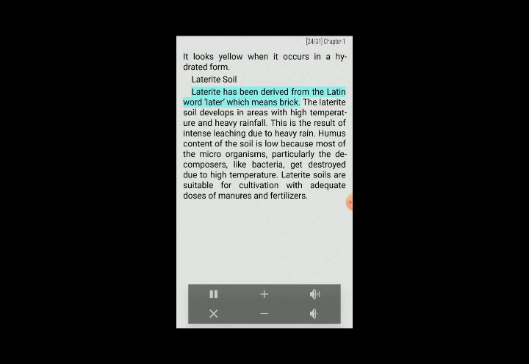Laterite soil. Laterite has been derived from the Latin word later, which means brick. The laterite soil develops in areas with high temperature and heavy rainfall. This is the result of intense leaching due to heavy rain. Humus content of the soil is low because most of the microorganisms, particularly the decomposers, like bacteria, get destroyed due to high temperature. Laterite soils are suitable for cultivation with adequate doses of manures and fertilizers.